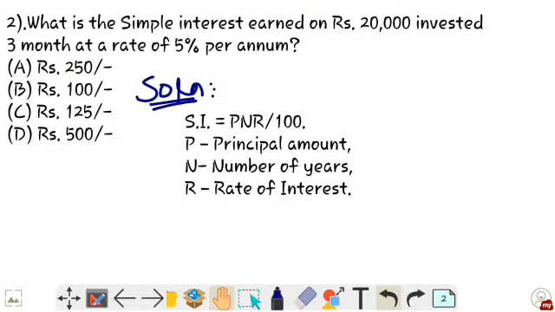Okay, we move on to the next question. What is the simple interest earned on 20,000 invested for 3 months at the rate of 5% per annum? Before we solve this sum, we need to know the formula for simple interest. SI, that denotes the simple interest, is equal to PNR by 100. Here P is the principal amount, N is the number of years, and R is the rate of interest.